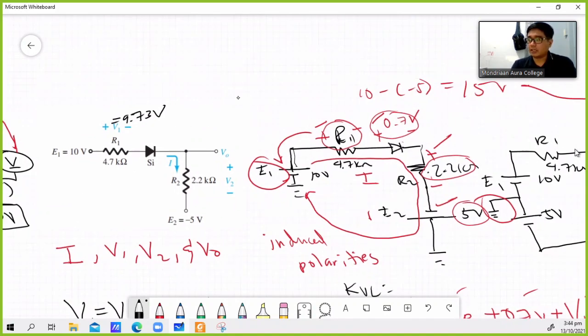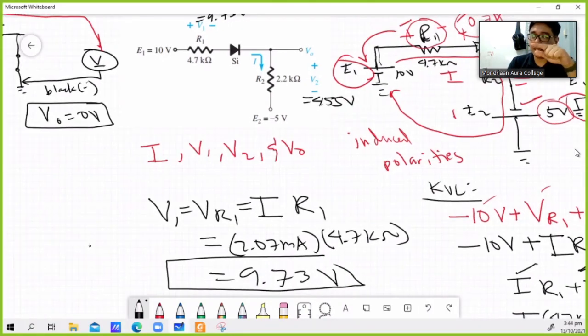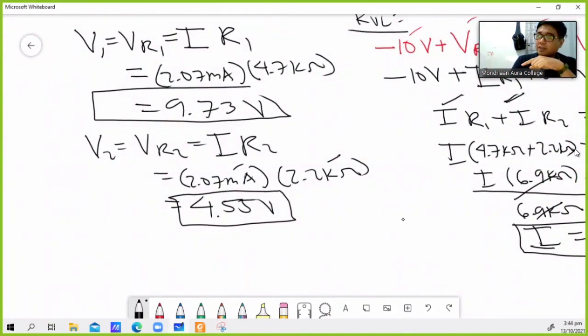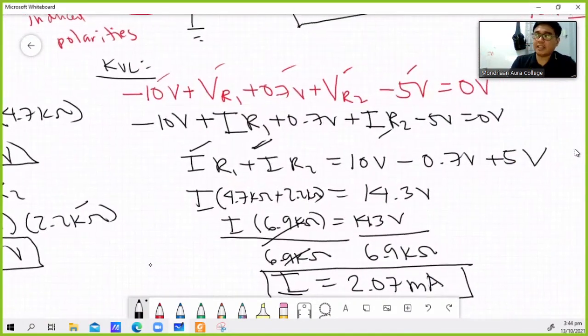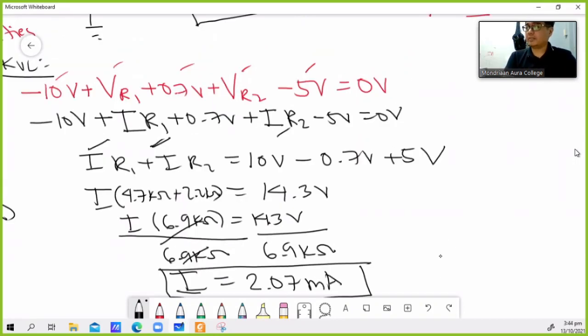Ano yun? Nakalimutan ko na. 4.55 volts. Okay? Meron pa isang hinahanap, yung output voltage. But before that, tignan natin kung tama ba itong mga voltahe natin. Paano natin ma-check? Pwede natin i-substitute dito sa KVL equation natin. Pwede natin ilagay dyan kung mag-equate pa sila sa zero. But sometimes, hindi sila sumasaktong zero because of rounding off error. So tignan natin. Mag-equal ba sa zero yan?